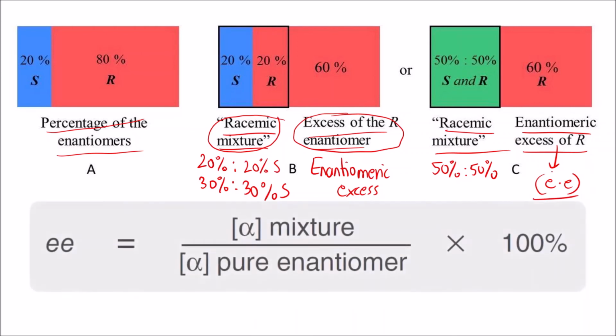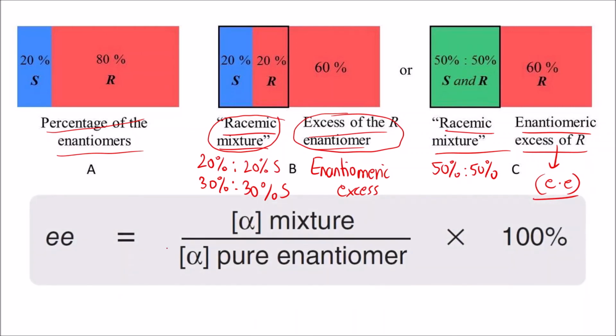So now let us try to understand the formula to find out the enantiomeric excess. EE is enantiomeric excess. It is the optical rotation of the mixture divided by the optical rotation of the pure enantiomer, into 100.